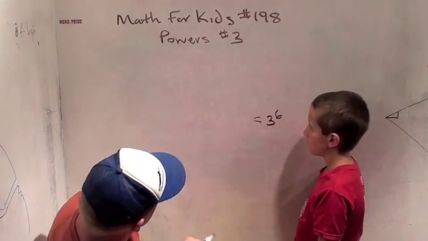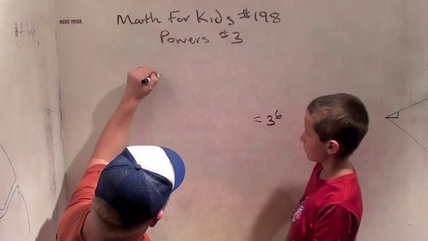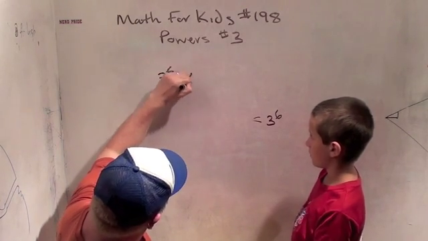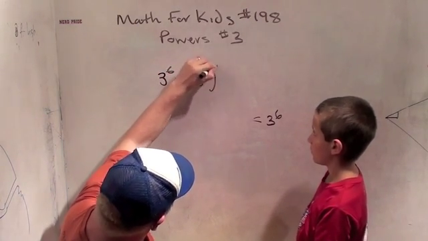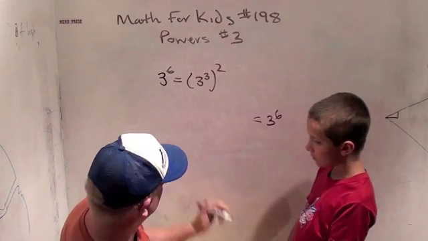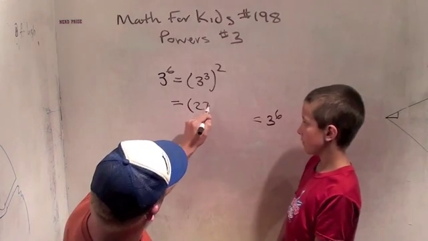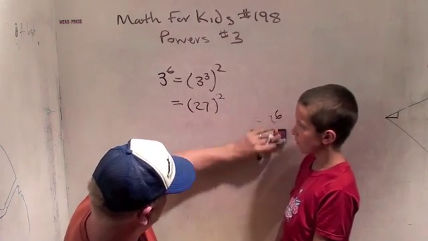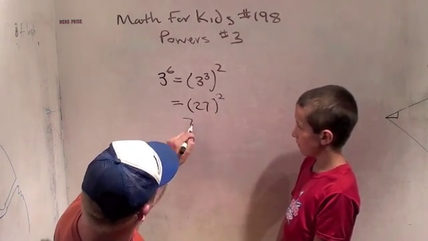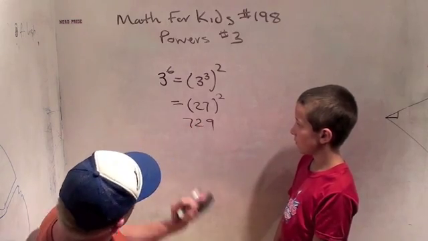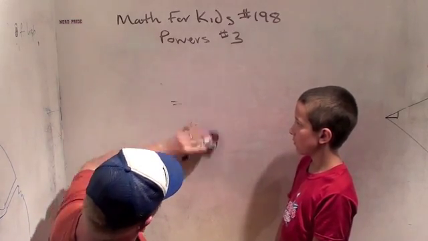And by the way, 3 to the 6th is 3 cubed squared. What's 3 cubed? 3 cubed is 27. And do you know what 27 squared is? No. 729. Okay, but let's do one that's kind of like that.